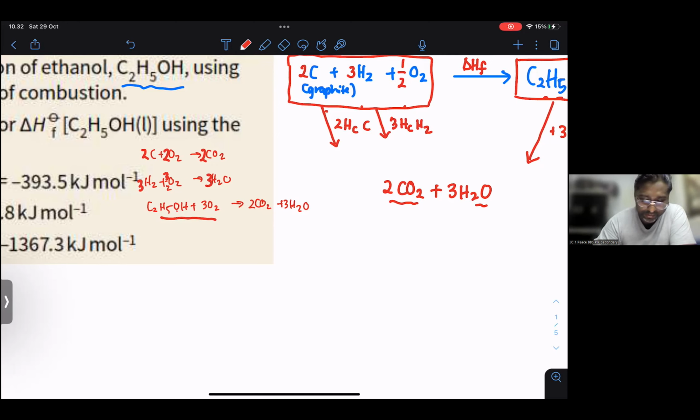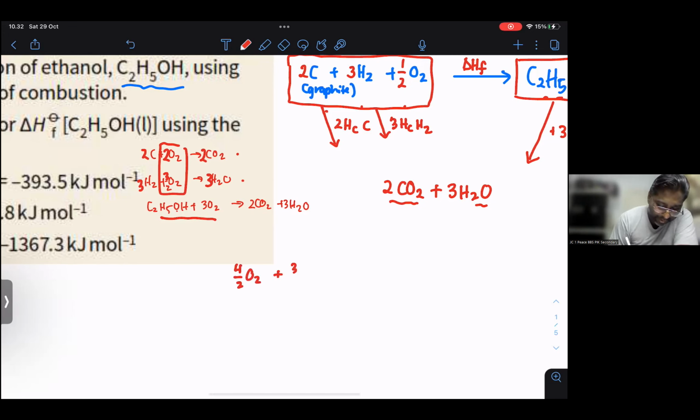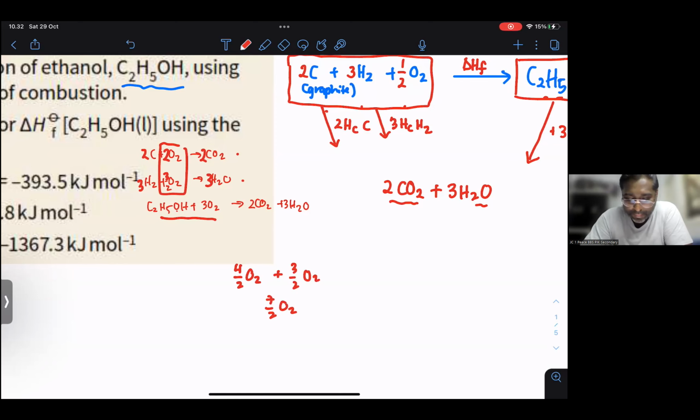For the oxygen, oxygen cannot combust with oxygen. Do remember that. So in this case, when I add these two, you can see that the number of oxygen involved over here is going to be 4/2 O2 and then 3/2 O2, which is going to be 7/2 O2. But from that 7/2 O2, please remember half stay put. Half was already done.